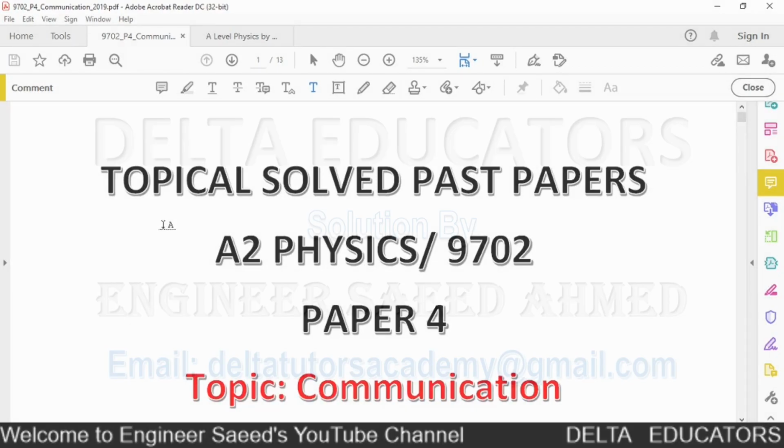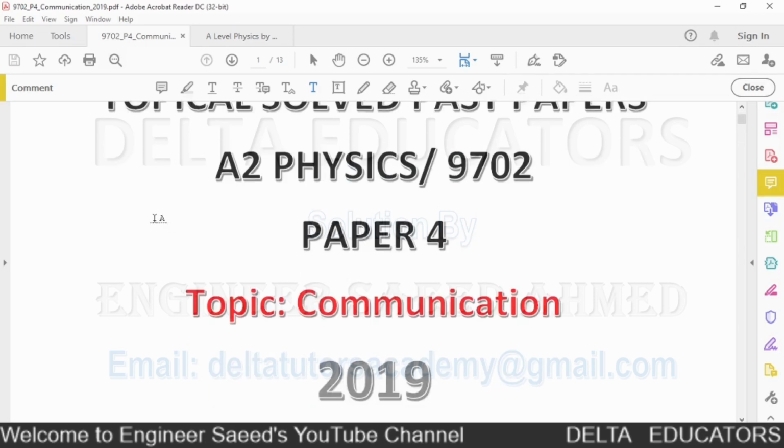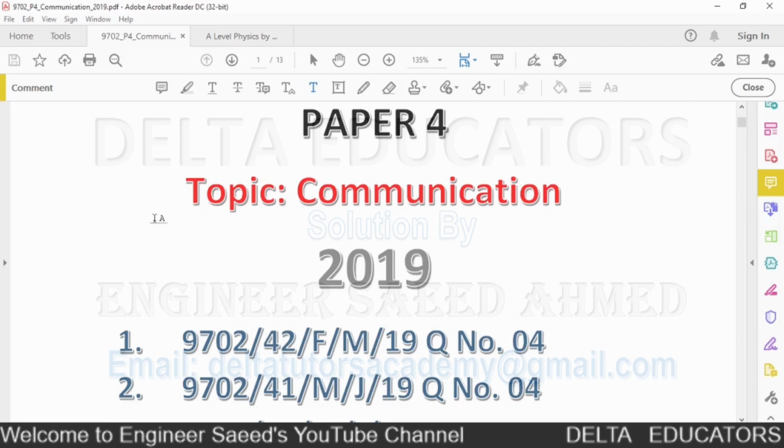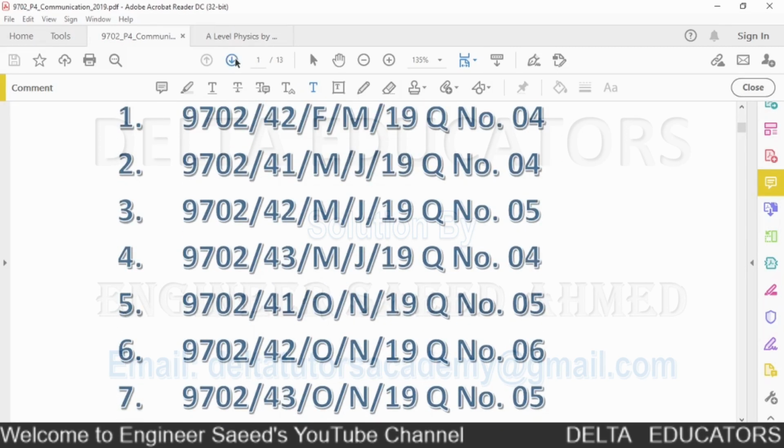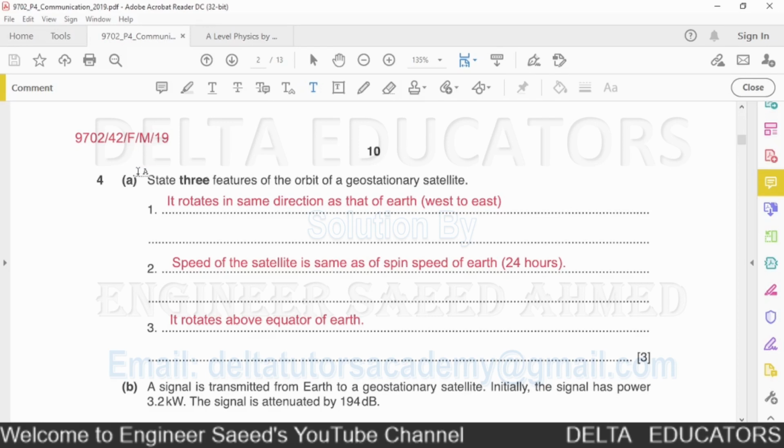A2 Physics, paper code 9702, paper 4, topic is communication, and today we will solve the questions from the year 2019. First question, it is from paper 4, February March 19, part A. State three features of the orbit of a geostationary satellite.